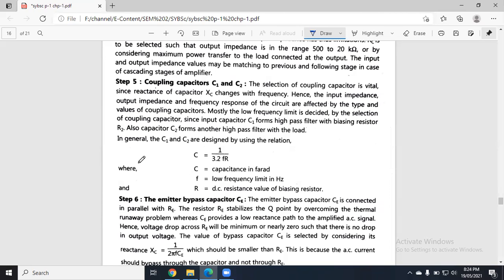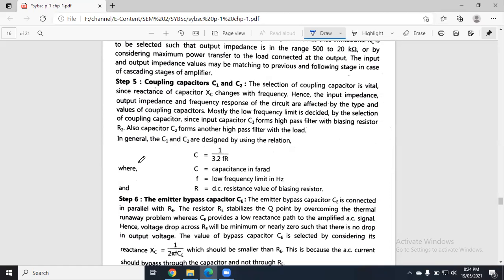Now in general, C1 and C2 are designed using the relation C = 1 / (3.2 F R). What is F? It is the low frequency limit, whatever your lower limit is. In this case, we have 20 hertz. And what is R? It is the DC resistance value of the biasing resistor. Whatever the value of the biasing resistor is, it is your R. So by using this formula, we can decide the coupling capacitor.